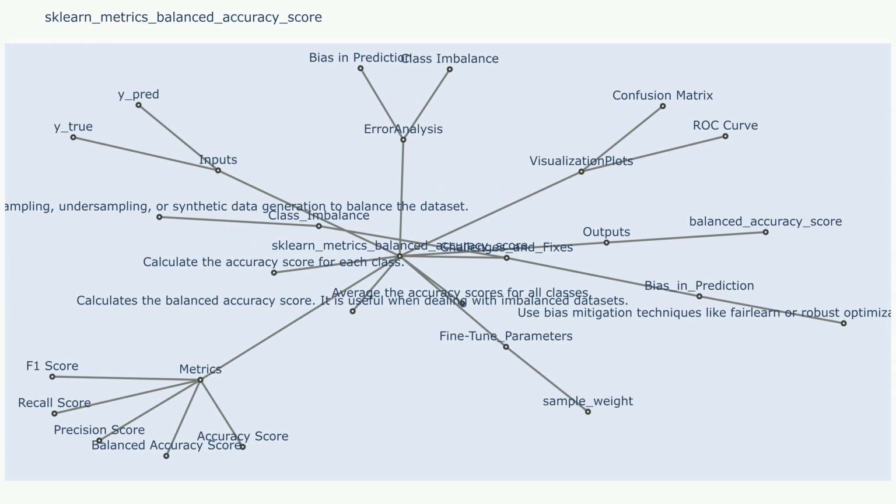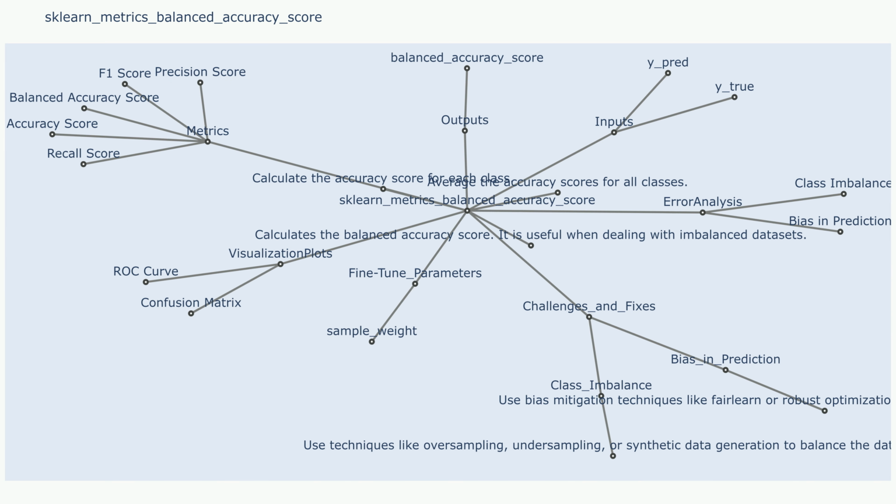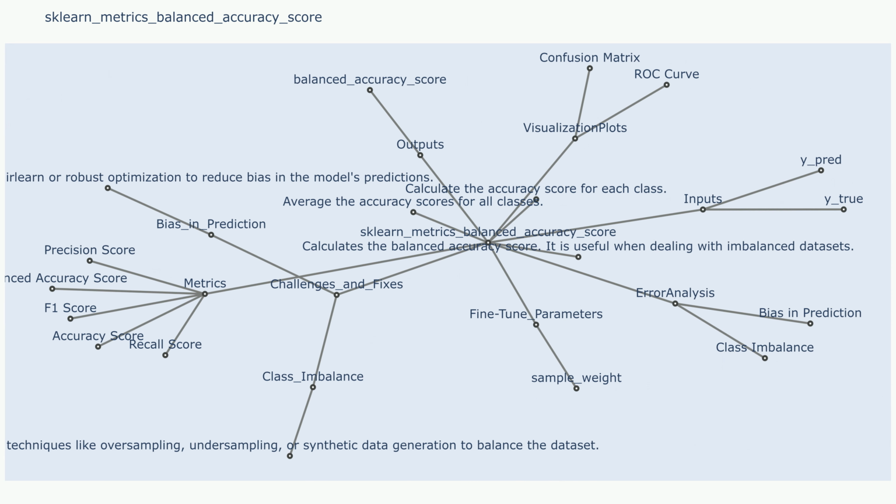Challenges and fixes. Challenge 1: data imbalance can significantly impact the balanced accuracy score, as a model may perform well on majority classes but poorly on minority classes. Sample use case that resulted in challenge 1. Imagine a dataset where 90% of instances belong to class A and 10% belong to class B. A model that predicts all instances as class A would achieve a high accuracy but would have a low balanced accuracy, as it completely fails to identify instances of class B.